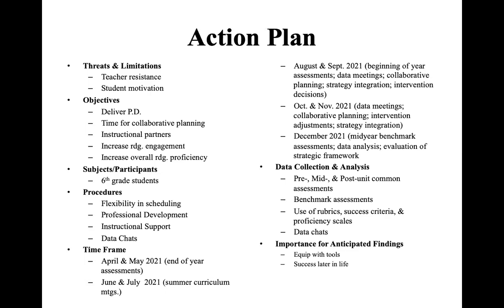And then a second threat or limitation, as mentioned in our questioning at the beginning, was student motivation, getting them motivated to actually want to do better. And then objectives are also part of the action plan: delivering professional development for teachers, incorporating time for collaborative planning, having instructional partners that work as mentors, and providing extra help when needed, increasing reading engagement within the classroom. And that hopefully will come in the form of using those strategies that the students are being taught. And then, of course, the last bullet here is the goal, which is to increase the overall reading proficiency.